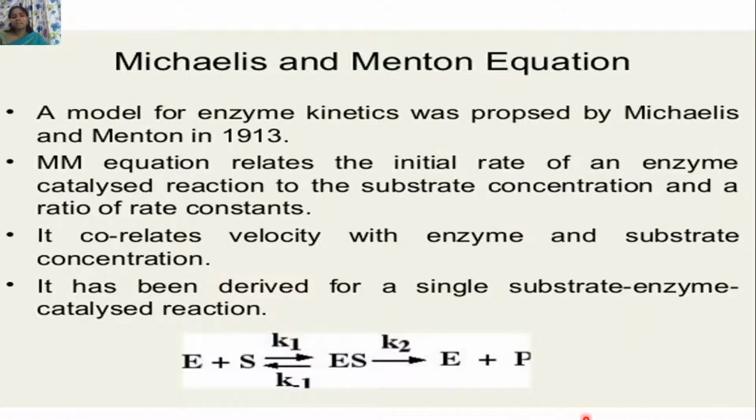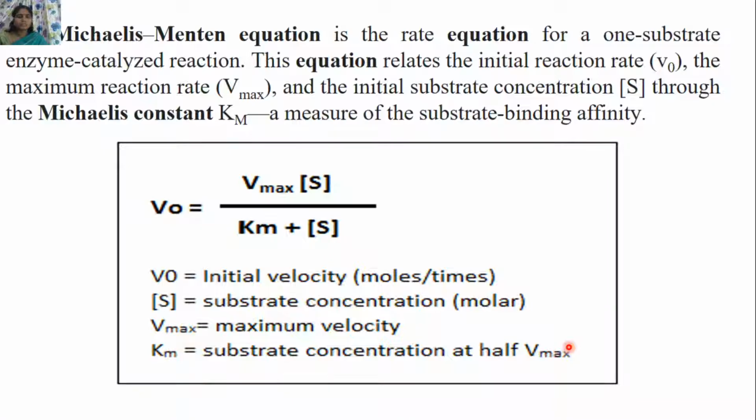This reaction you already know: enzyme plus substrate form the enzyme-substrate complex, which undergoes reaction to release the enzyme back and the product. K1 is the constant for the formation of the enzyme-substrate complex. These are the rate constants K1, K2 and K minus 1, where the first step is reversible and the second is irreversible. So the equation is given like this.